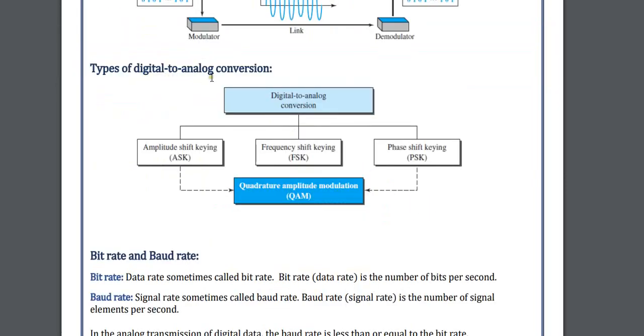The types of digital to analog conversion are amplitude shift keying, which is known as ASK, frequency shift keying, which is known as FSK, and phase shift keying, which is known as PSK, and all are connected with quadrature amplitude modulation, which is known as QAM, which are all in the digital to analog conversion.